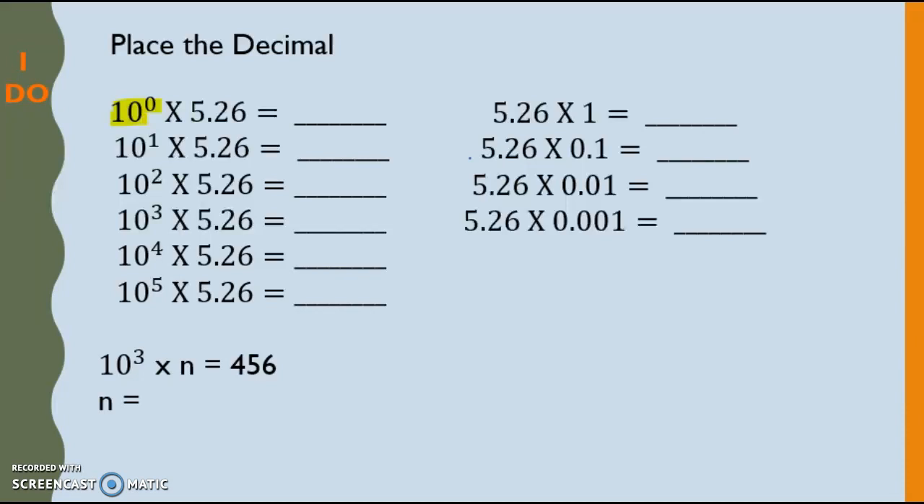10 to the 0 power is the same thing as 1 times 5 and 26/100ths. So of course, the number stays the same. Now we have 10 to the first power times 5 and 26/100ths. We're going to move the decimal. I'll switch colors to make it easier for you to see. Once to the right. So now we have 52.6. Now we're going to move the decimal twice to the right because of the 2 exponents.